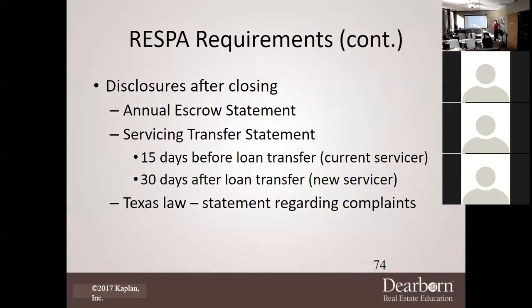Again, the disclosures in regards to after closing are going to be the annual escrow statement, the servicing transfer statement, which is approximately 15 days before the loan transfers by the current servicer, and 30 days after the loan transfer with the new servicer. And Texas laws, basically the statement regarding complaints, are also going to be provided.